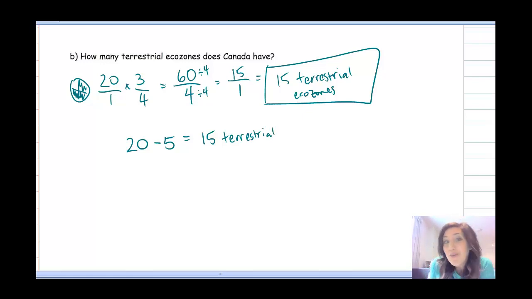So there we go. Now you know how to multiply a fraction by a whole number. Stay tuned for section 6.2, dividing fractions by a whole number.